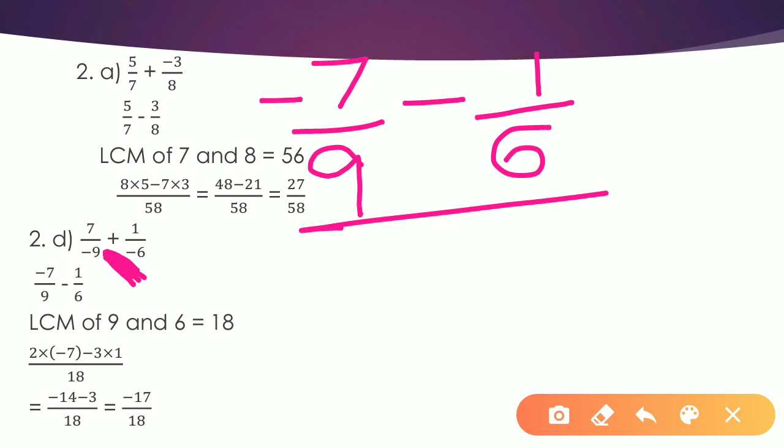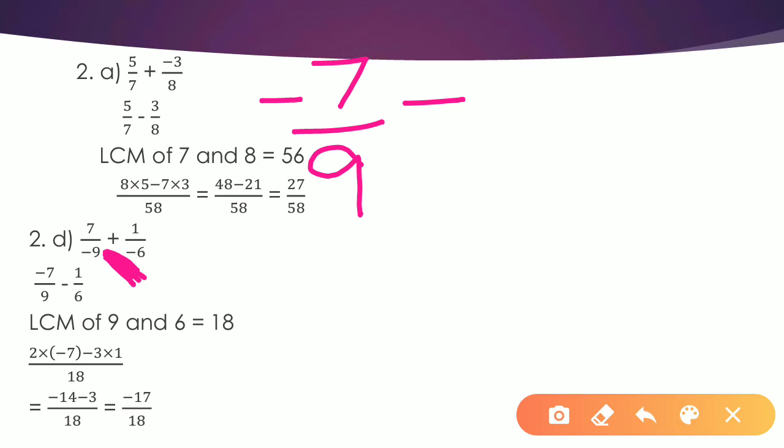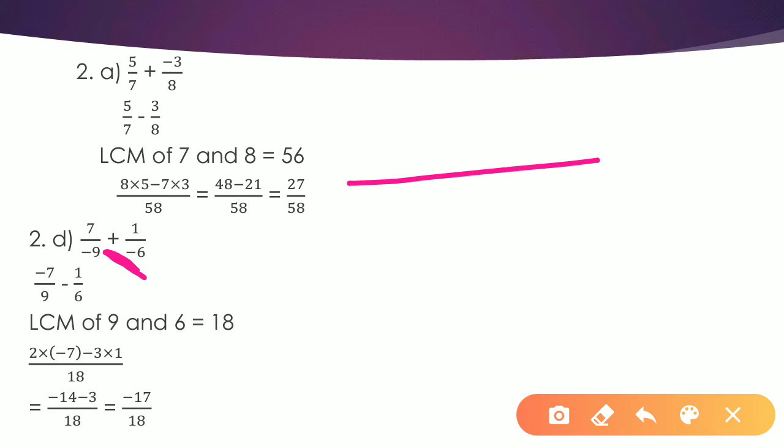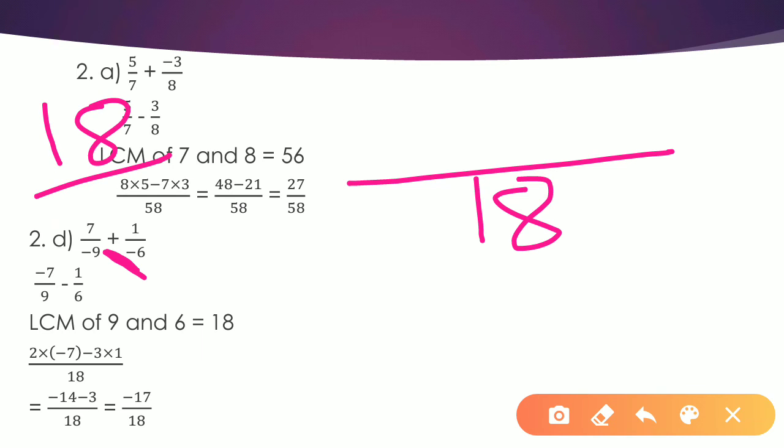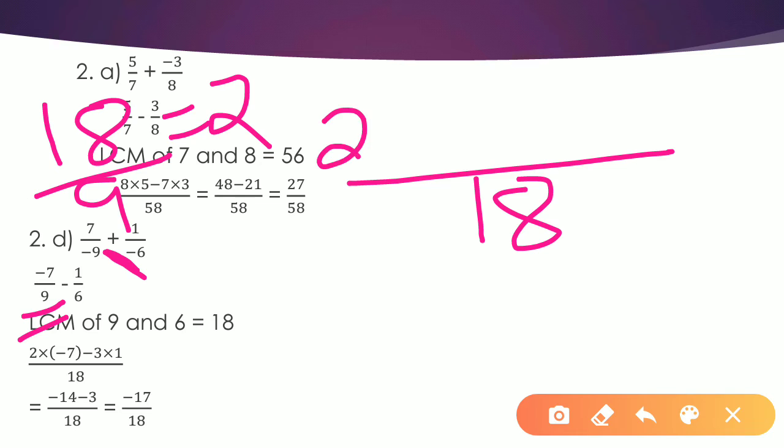As you can see, the denominators are not equal. So first of all take the LCM. LCM of 9 and 6 will be 18. Now what you have to do is, first of all, write 18 in the denominator and then divide 18 by the denominator of the first rational number, which is 9. This gives you 2. Now multiply this 2 with the numerator of the first rational number, which is minus 7.